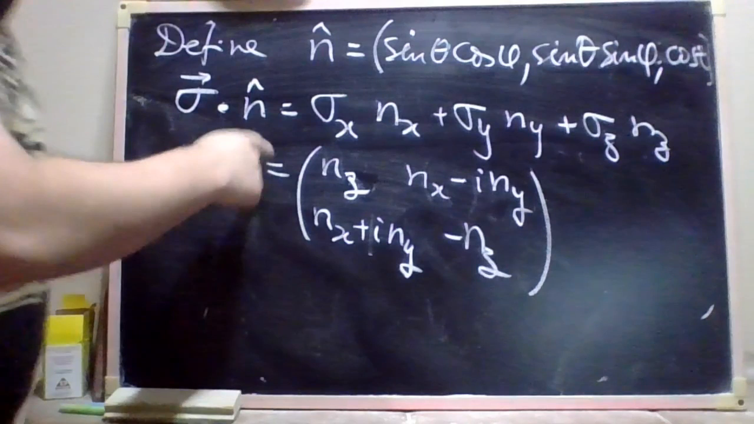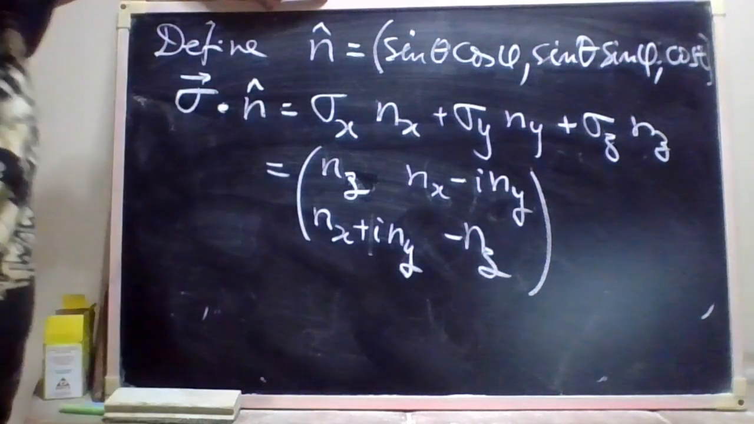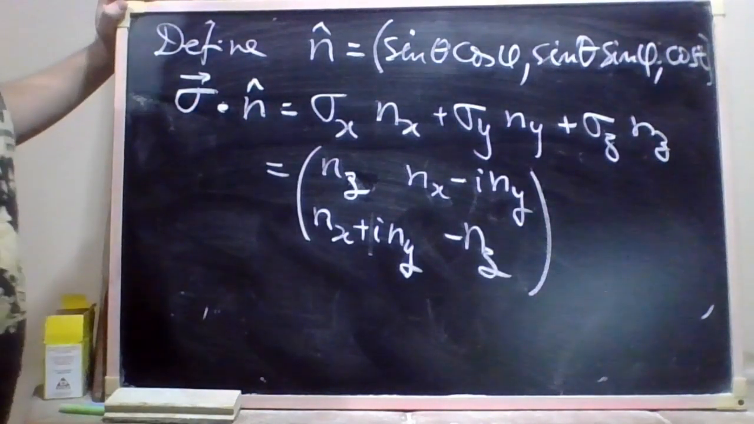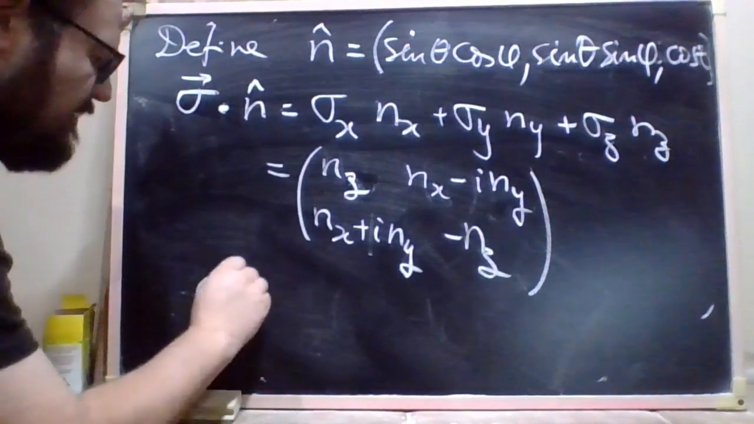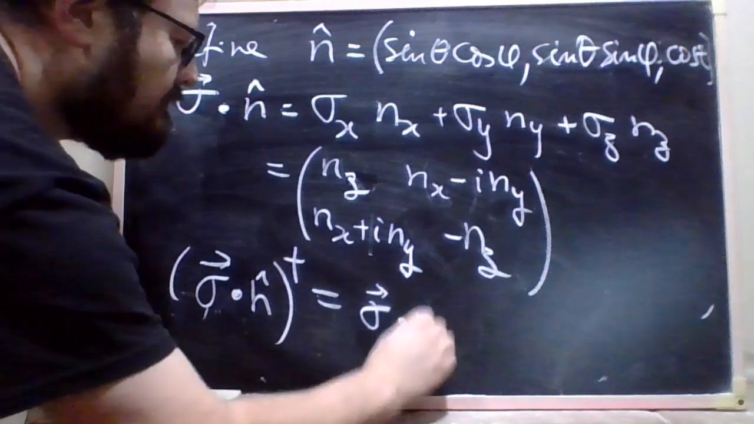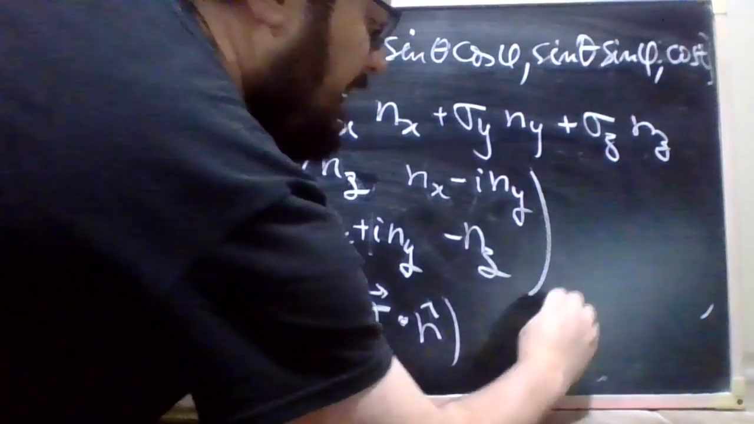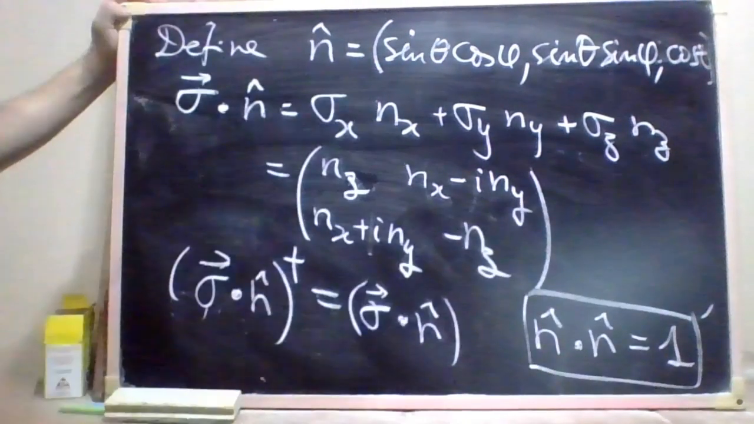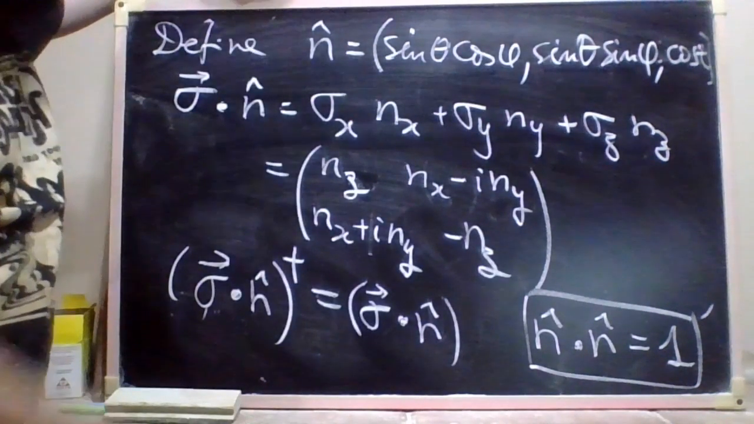You can find it. If you calculate the determinant, you'll find negative 1, in reality. This is a Hermitian matrix. You can demonstrate that. Notice that n dot n is equal to unity. It's easy to demonstrate that because of trigonometric relations between sine and cosine.